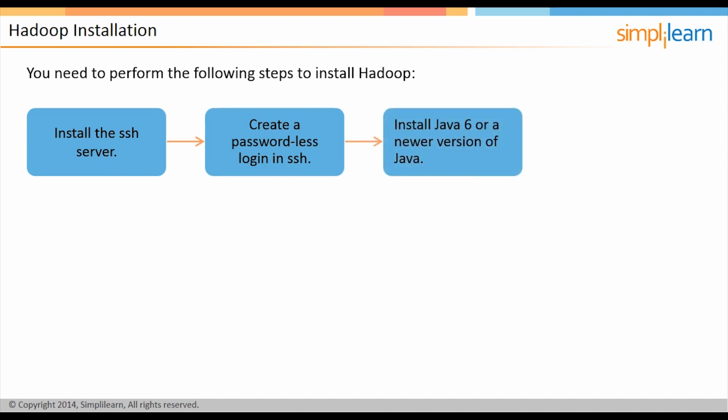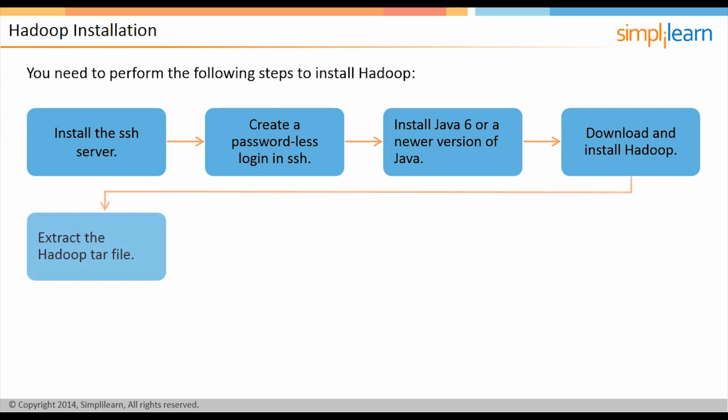The third step is to install Java 6 or a newer version. This is because Hadoop framework requires Java 6 or a newer version of Java to perform its tasks. The fourth step is to download and install Hadoop. The fifth step is to extract the Hadoop tar file. The sixth step is to copy the tar file to the location mentioned on the screen.